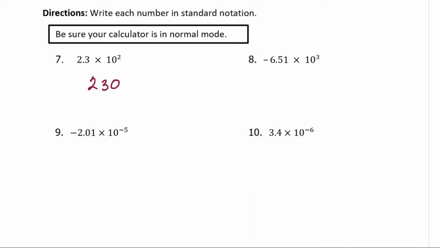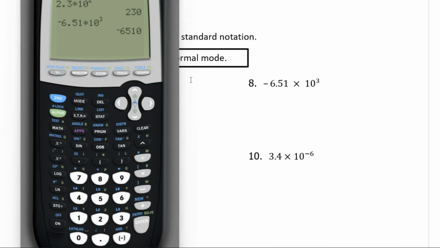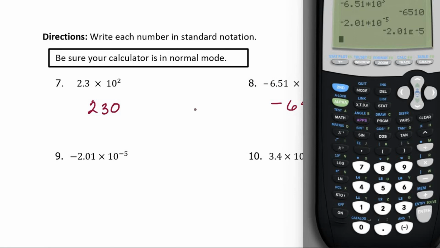Now let's try problem 8. And there is my answer. Notice for problem 9, my calculator is not able to write this number in standard form. It's because it has too many digits. So I have to be able to know how to put this number in standard form without my calculator.